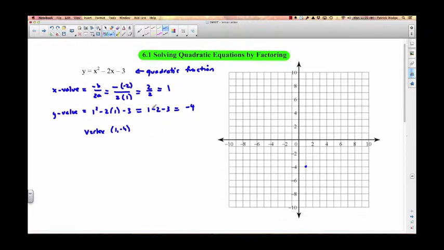Does this thing face up or down? Well, it has an a value of 1, positive 1, so it faces up. And an a value of 1, that's great. It's congruent to the mother function. So I can use step pattern if you know how to use it. We go over 1 and up 1, over 1 and up 3, over 1 and up 5, and over 1 up 7 will be off the grid. So we'll stop there. And then by symmetry, we can do this.